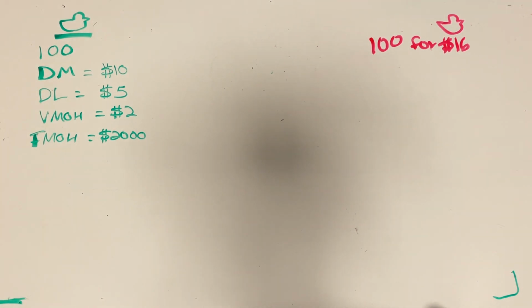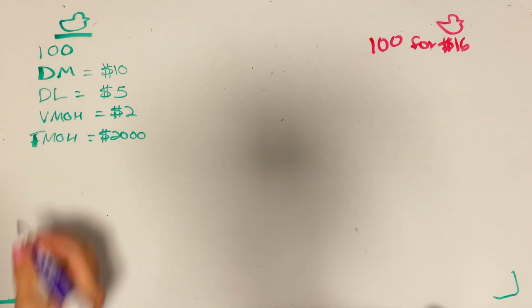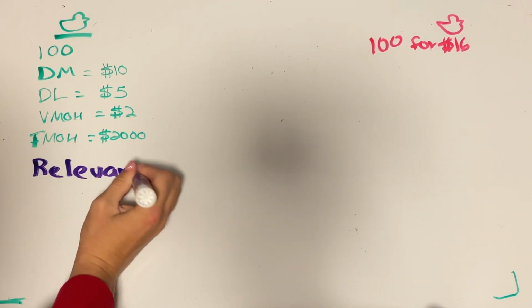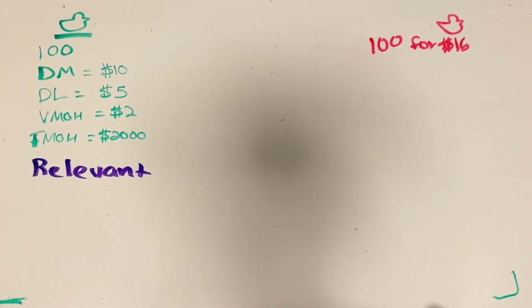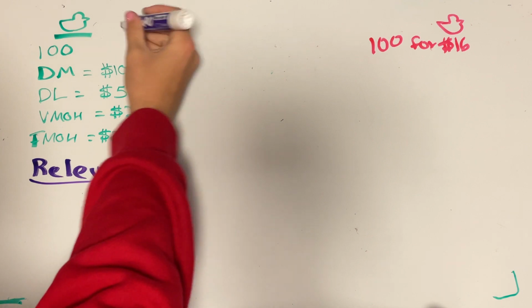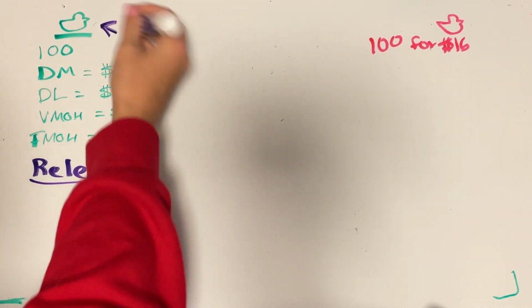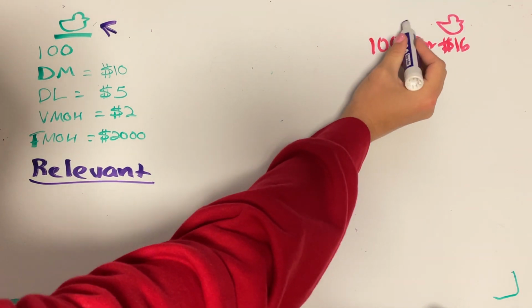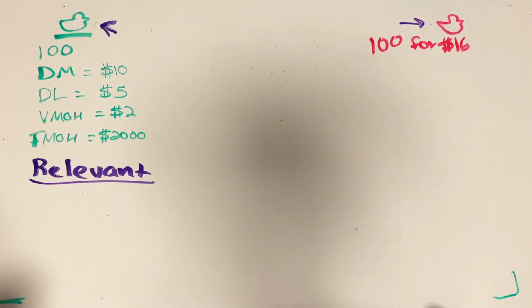Relevant costs are costs that will differ between decisions. So, for example, direct materials is a great example of a relevant cost. Why? Because if we choose to make the ducks in-house, we choose this option here, we are going to have to pay for direct materials. But if we choose to buy the product from this other seller, this cost is gone because we're not paying for the materials to manufacture the product if we're not manufacturing it.